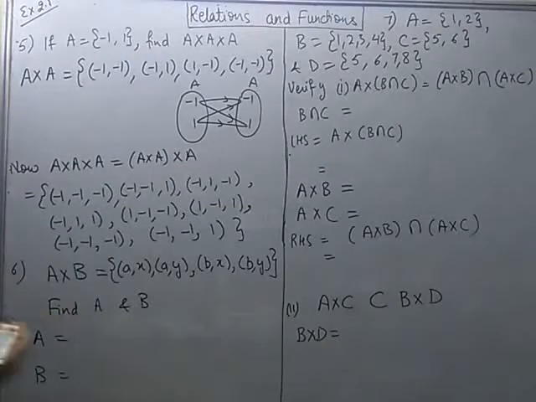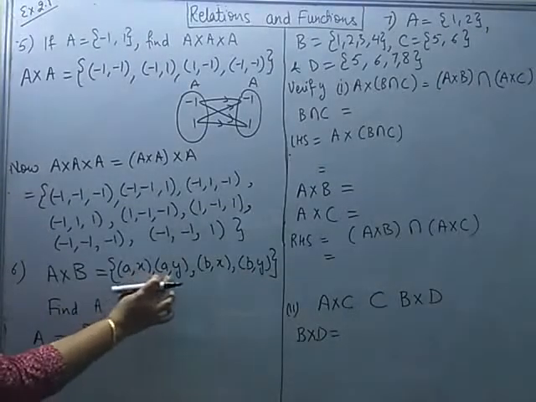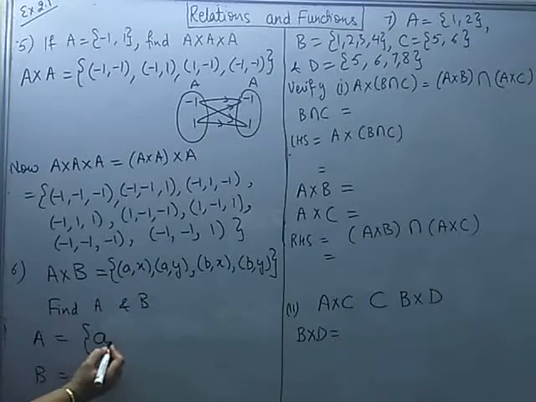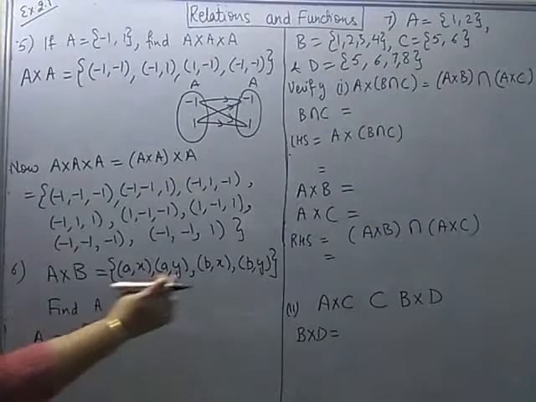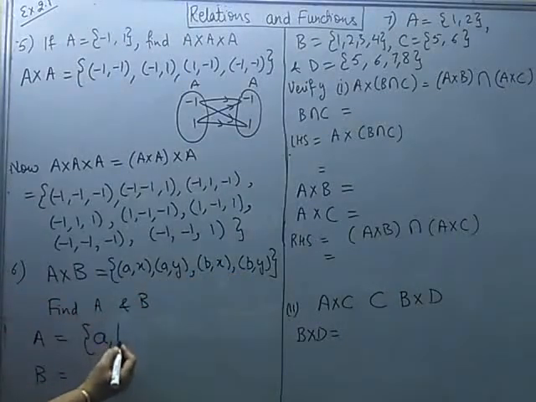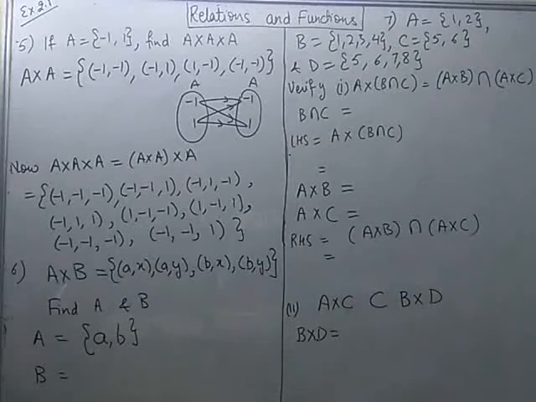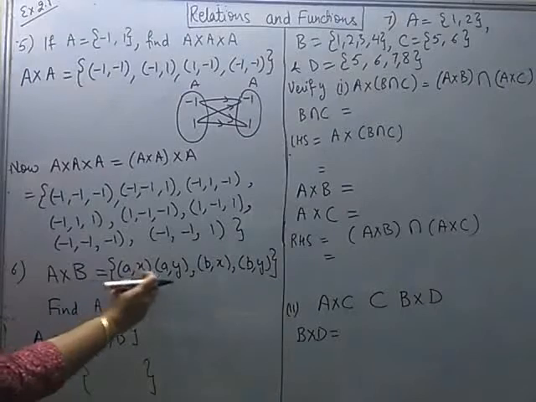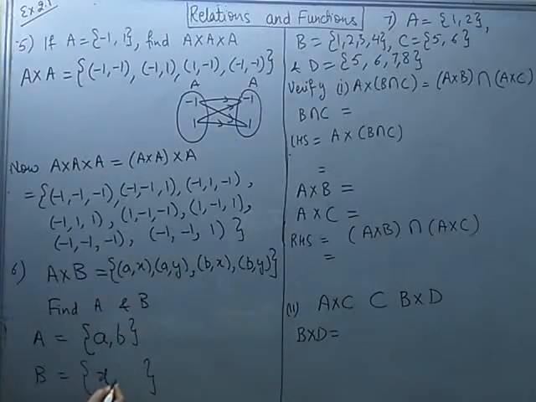Keeping that in mind, these are the 2 ordered pairs having a as the first element, so we will write a only once. Then these 2 ordered pairs have b as the first element. So set A can be defined as having the alphabets small a and small b. In the same way, the second elements of the ordered pairs will belong to set B. So what are the second elements? x and y. So set B is also a set with 2 elements, x and y.